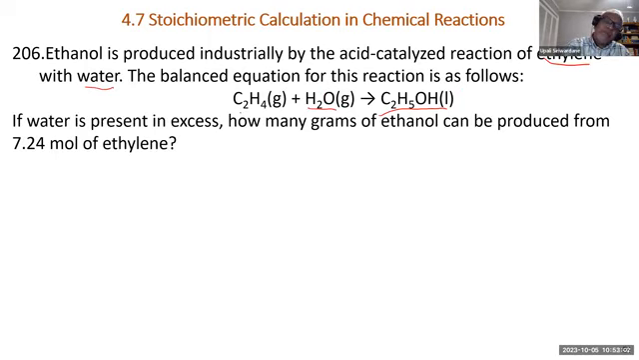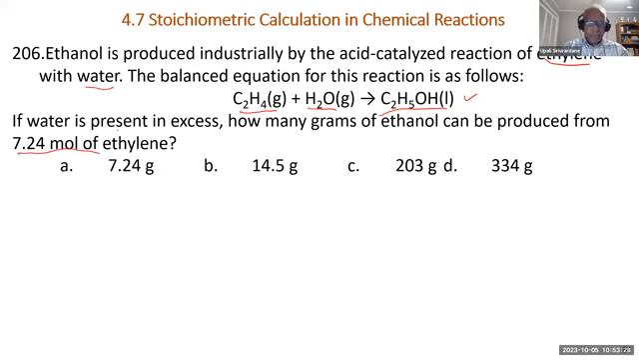Therefore, the amount of ethanol produced is decided by the number of moles of ethylene you have. So if you use 7.2 moles of ethylene, how much ethanol is produced? That's the question. So this is a stoichiometric calculation.